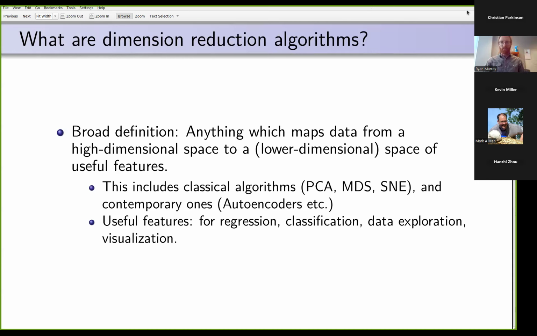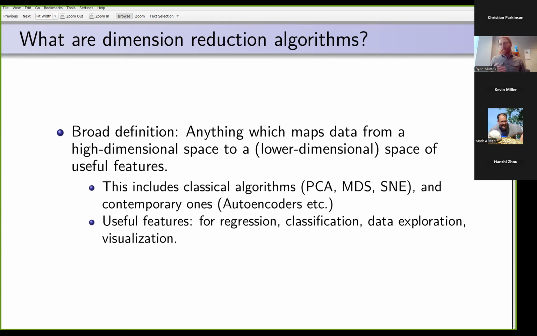So what I want to start out with, and I'll maybe spend 10 or 15 minutes on this, is talking generally about dimension reduction algorithms, some of the things that you observe in looking at these algorithms, and also what mathematicians can offer. When I'm talking about dimension reduction, I'm thinking about this relatively broadly as any algorithm which takes data in a high dimensional space and tries to map it to a lower dimensional space of useful features. This could include very classical algorithms such as PCA or multidimensional scaling or stochastic neighbor embedding, but also even more recent ones, things like autoencoders.